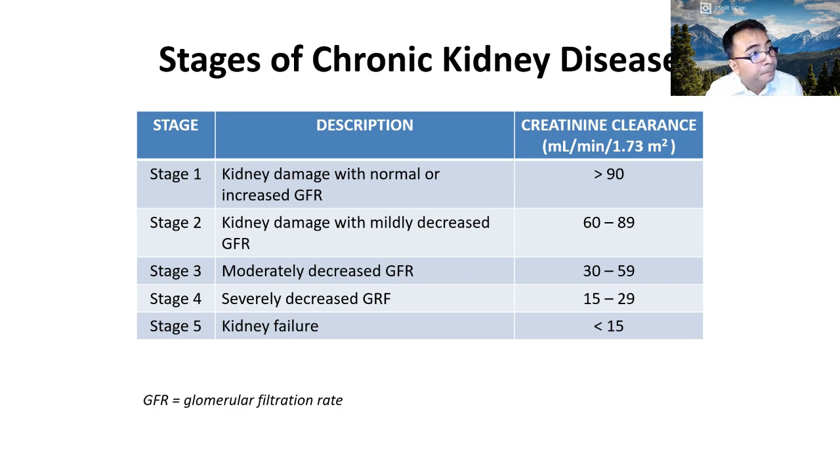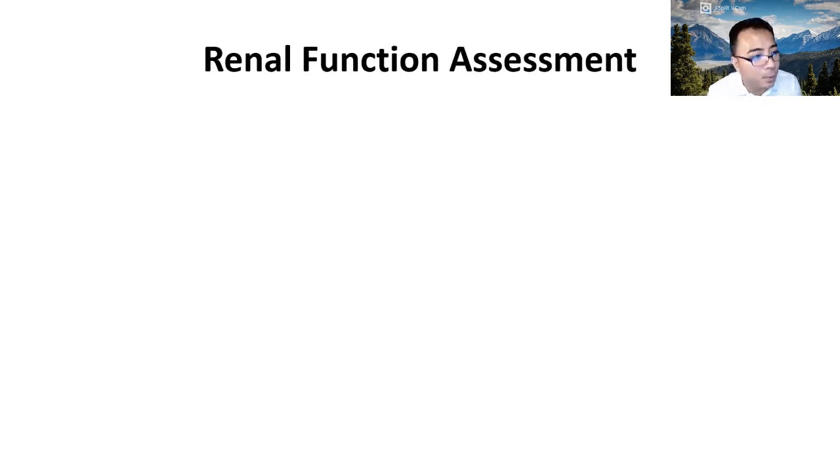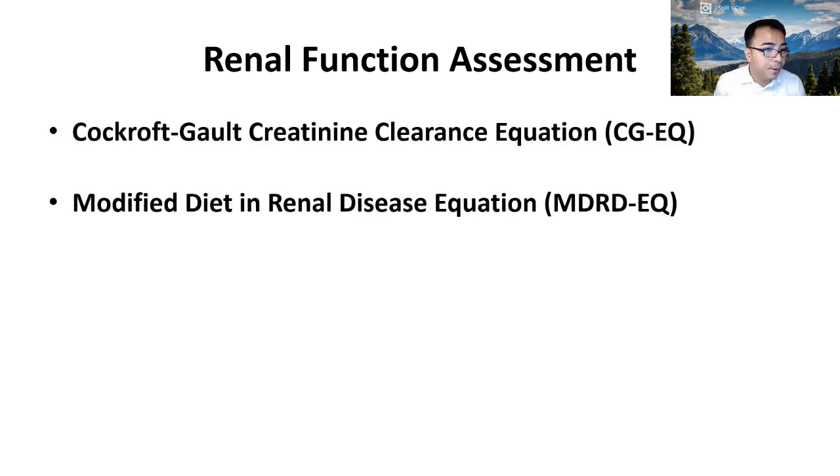Okay? Now, how do we assess kidney function? Okay, there are two ways, class, wherein we can assess kidney function. We have the Cockcroft and Gault equation, which is the oldest, okay, and the most widely used. And then we have the modified diet and renal disease equation, or the MDRD equation. Okay, let's call, class, Cockcroft and Gault as CGEQ. Tapos si modified diet, MDRD. Right?